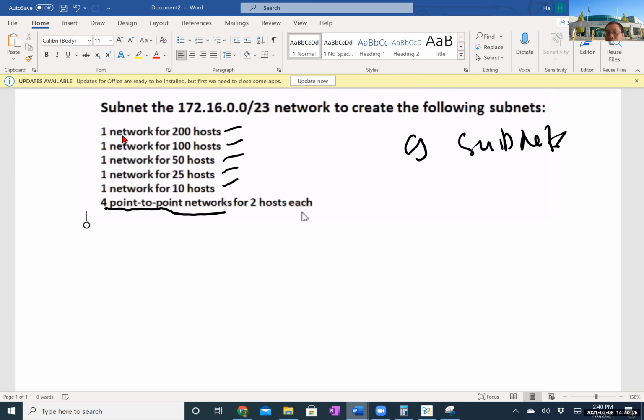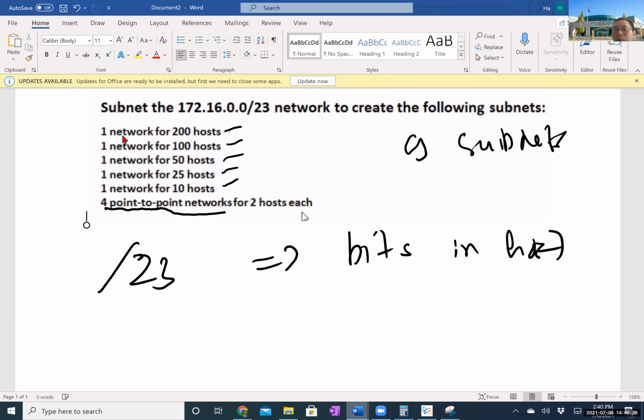So now think about this one. If you have a /23 network here, how many bits are in the host portion? If you have /23 at the beginning, how many bits in the host portion do you have?